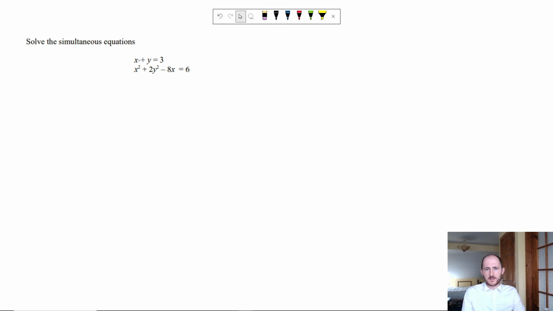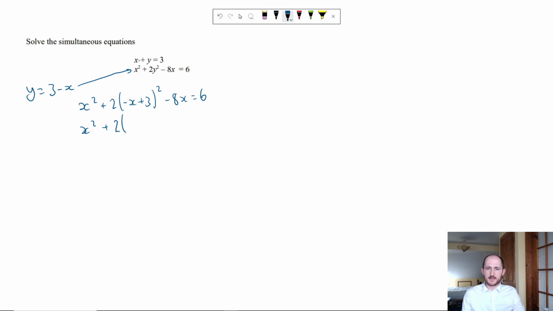If I rearrange that first equation, we get y is equal to 3 minus x, and we're going to sub that straight into this equation. So we have x squared plus 2, I'm going to write it as minus x plus 3 squared, minus 8x equals 6. Now we're going to be expanding the brackets, but I'm going to leave the 2 on the outside.